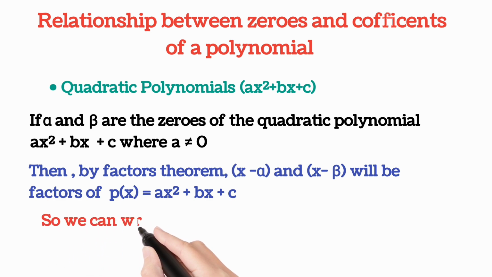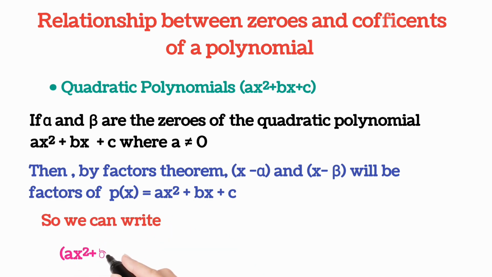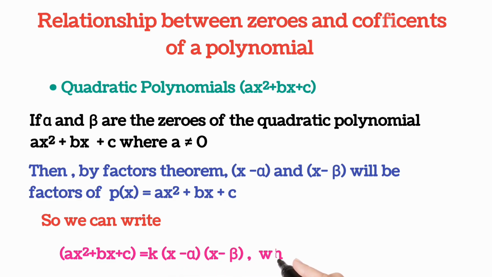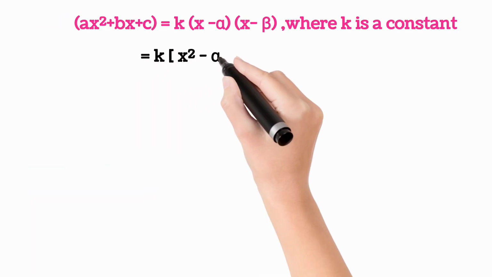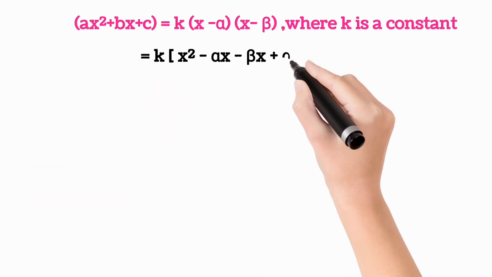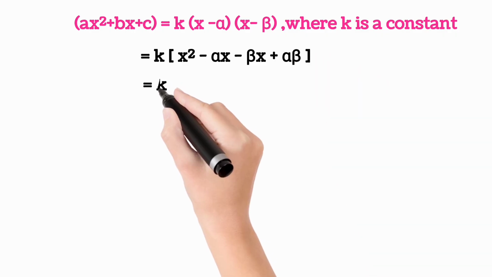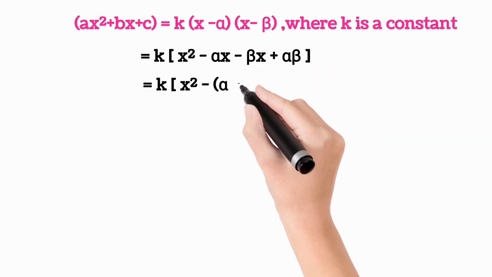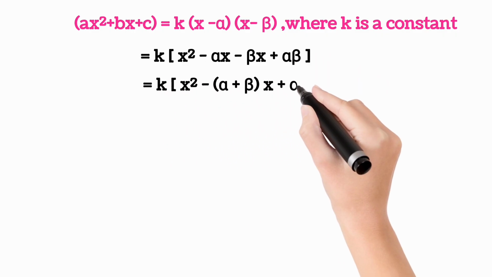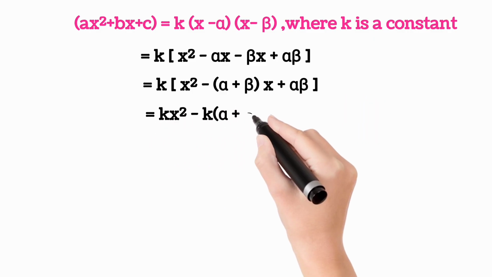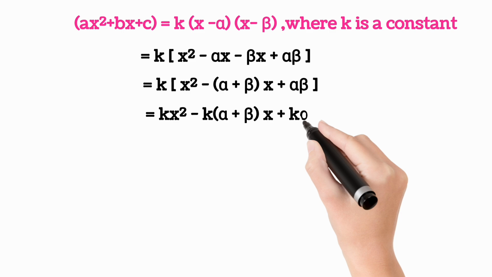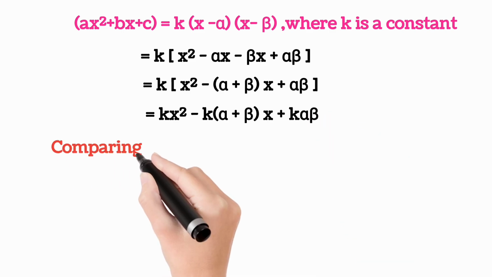So we can write ax square plus bx plus c equal to k into x minus alpha into x minus beta, where k is a constant term, that is equal to k into x square minus alpha x minus beta x plus alpha beta. Now k times x square minus (alpha plus beta) x taken as common, plus alpha beta. Now kx square minus k into (alpha plus beta) into x plus k alpha beta.